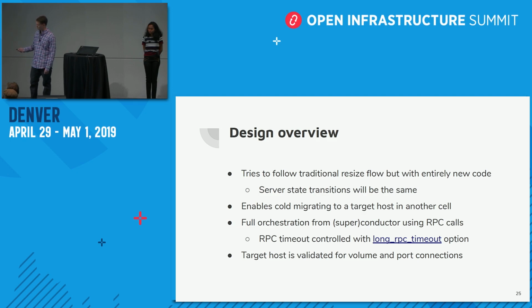But with cross-cell resize, we still will do target host validation. So the flow to get hosts from the scheduler will get validated in the target cell. We'll try to make sure that ports and volumes still work when they actually go to the target host. And if that fails, we'll go into a reschedule loop like we have today.